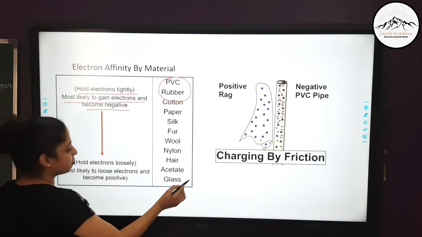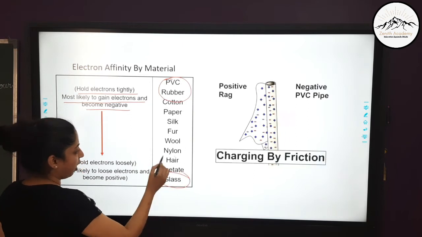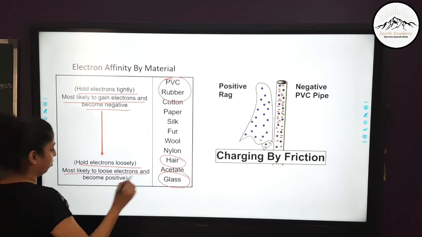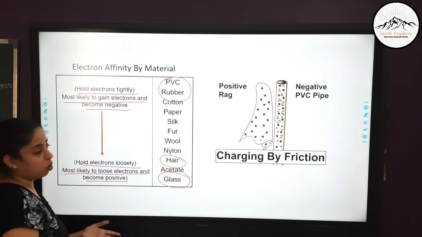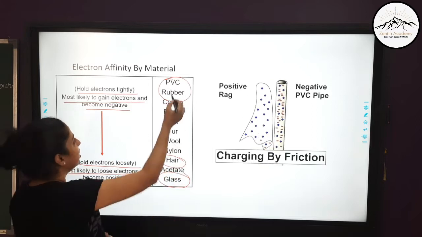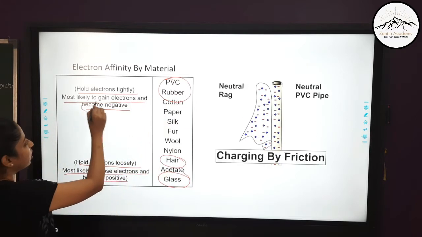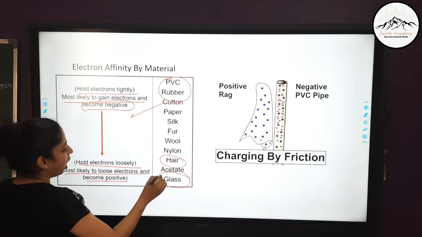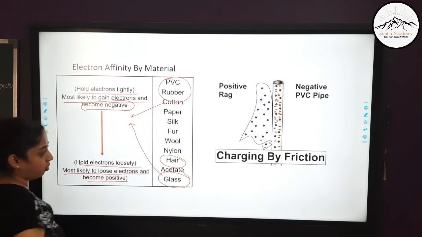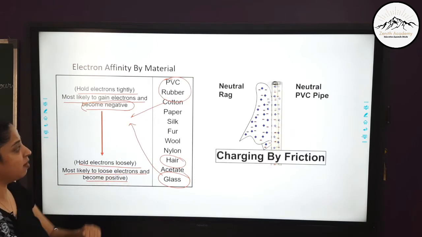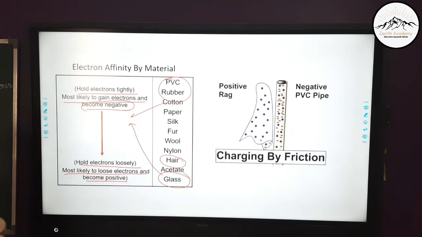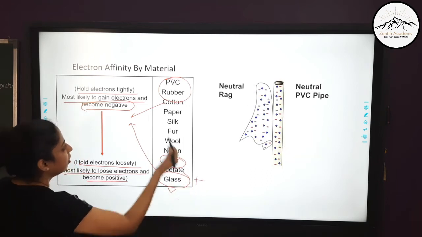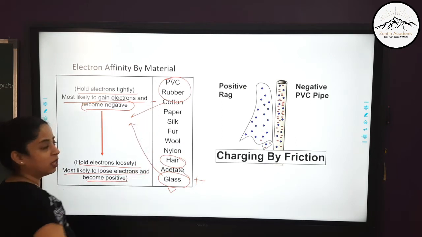That is, they are most likely to gain electrons and become negative. The substances which are below, like glass or hair, hold the electrons loosely and they are most likely to lose electrons and become positive. So the higher your substance is in this series, the higher are the chances that it will become negative. So when you take a cotton cloth and rub it on a glass rod, which will develop positive charge? Glass will develop positive charge.